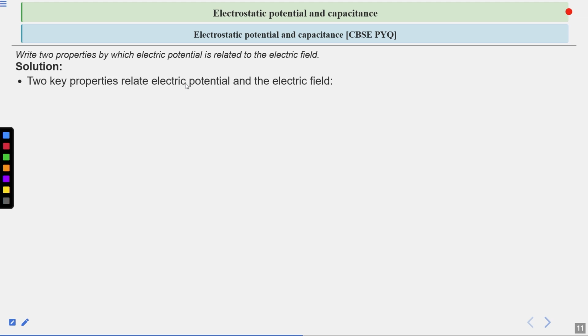Two key properties relate electric potential and the electric field. First one is electric field is the negative gradient of the electric potential. So we find the electric field with the help of the gradient of the electric potential, after putting the negative sign. That means negative gradient of the equipotential surface. So what is the magnitude of the electric field and what is the direction of electric field? Those two things are shown by this relation.